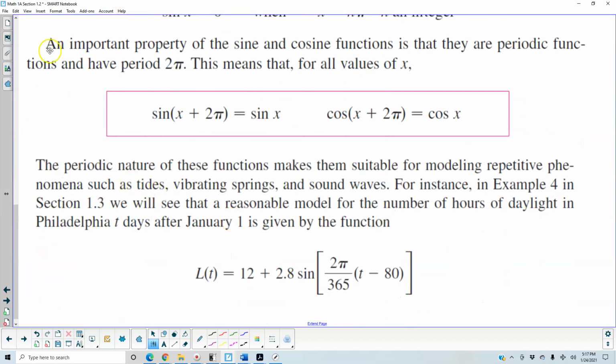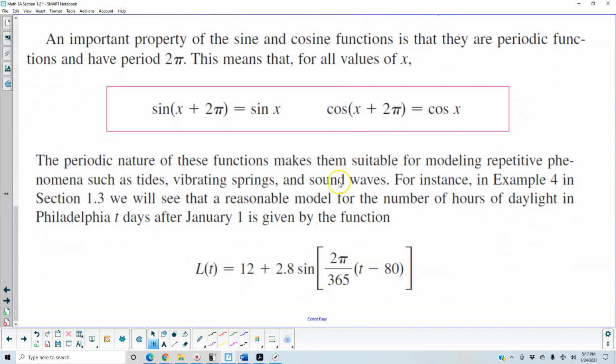The periodic nature of these functions makes them suitable for modeling repetitive phenomena such as tides, vibrating springs, and sound waves. So for instance, when we get to Example 4 in Section 1.3, we will see that a reasonable model for the number of hours of daylight in Philadelphia t days after January 1st is given by the following function.